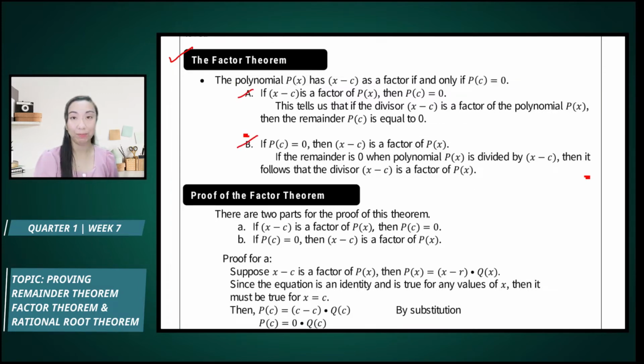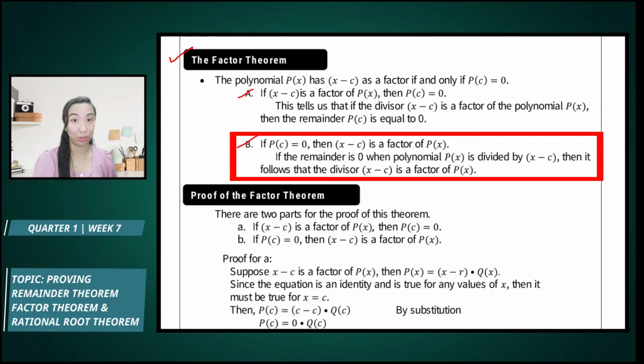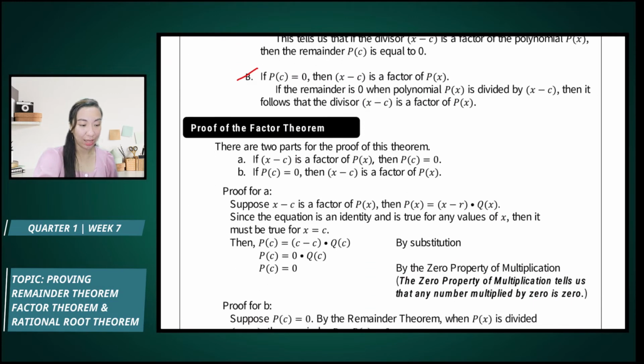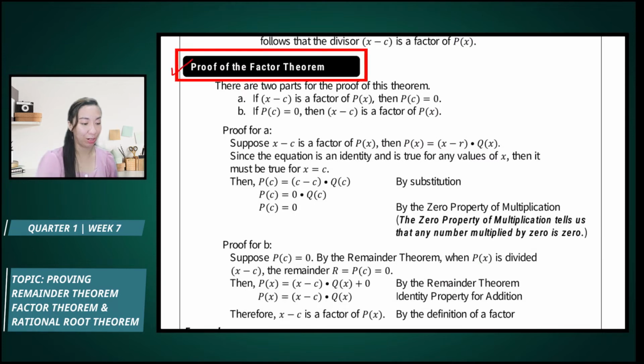We also have letter B. If p of c is equal to 0 or if the remainder is equal to 0, then x minus c is a factor of p of x. So, if the remainder is 0 when polynomial p of x is divided by x minus c, then it follows that the divisor x minus c is a factor of p of x. Okay? So, let us have here the proof of the factor theorem. There are 2 parts of the proof of this theorem. So, letter A, let's start with letter A.